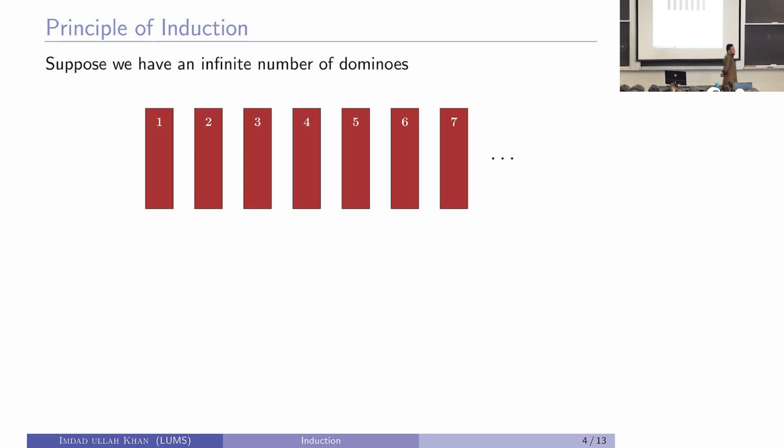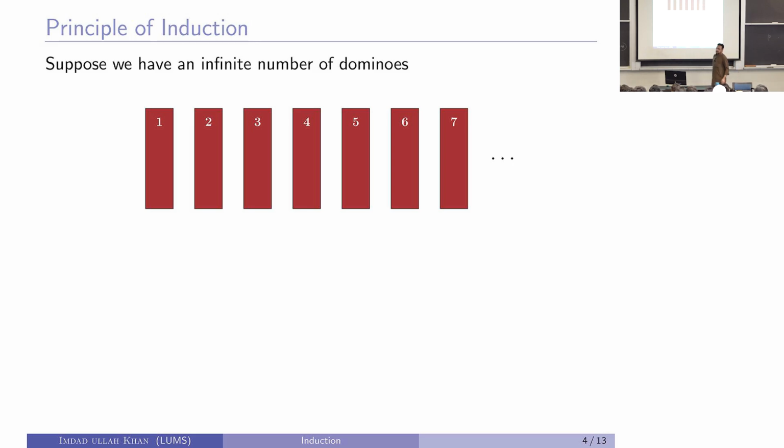Everybody should have seen this. If not, then please pay attention to this very simple induction axiom principle that we are going to establish. Suppose I have an infinite number of dominoes arranged like this. This is the best I could draw. Suppose I have infinitely many numbered dominoes, right?